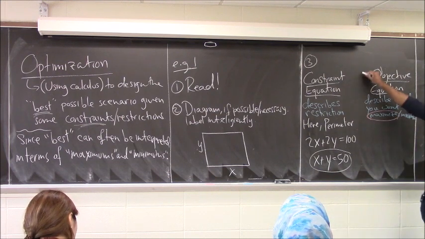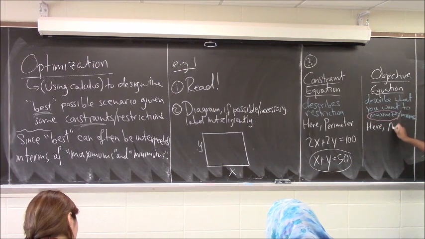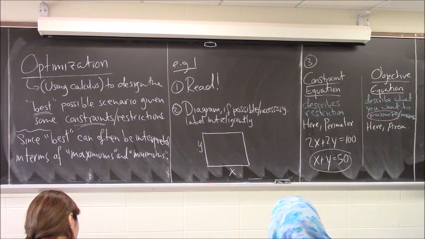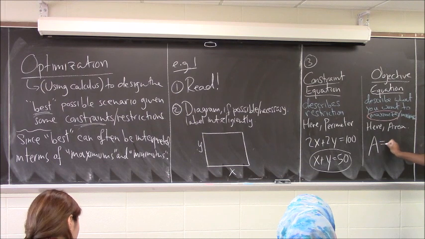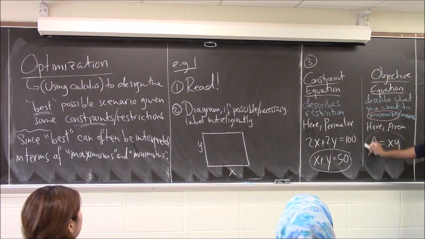Now, what do we want to maximize? Area. So here we want to maximize the area. So what would you say is an area equation? Yeah, length times width. So A equals X times Y. Okay. And that is called your objective equation.